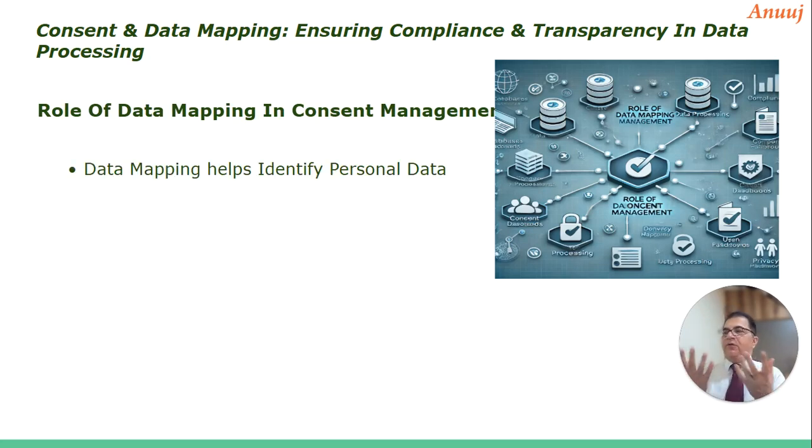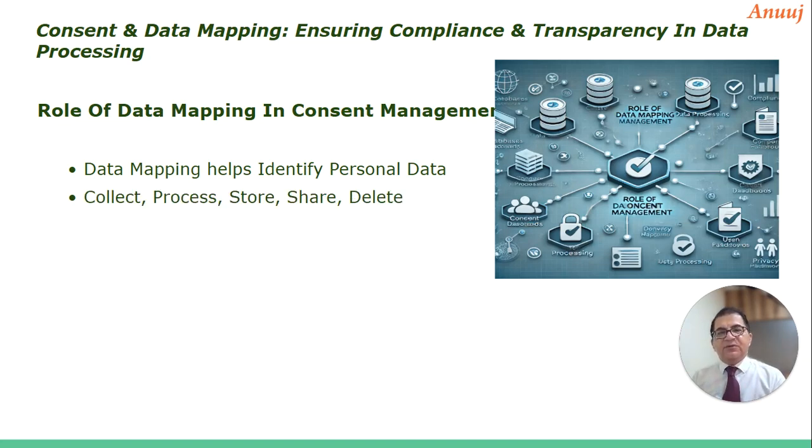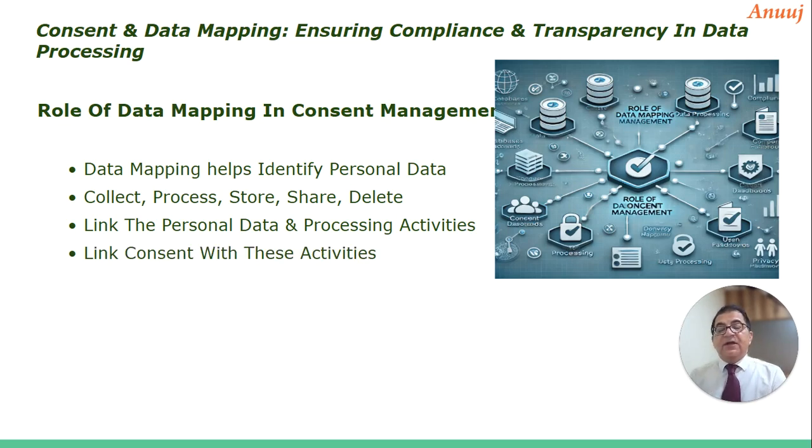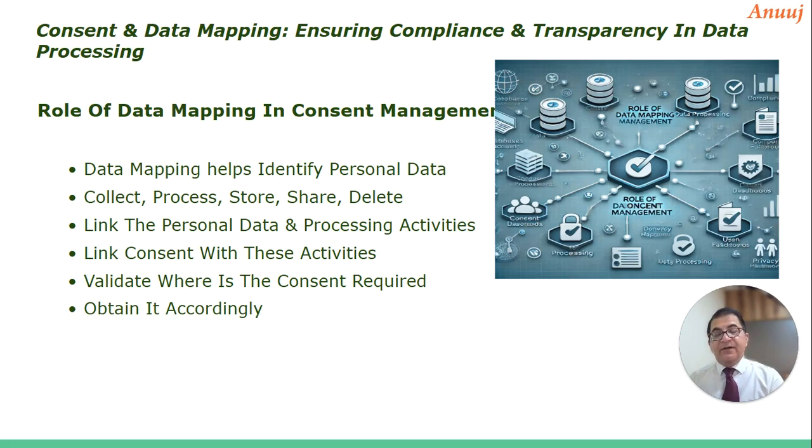So I'm mapping my data. I'm trying to identify what personal data I have. How am I processing it? Have I taken the consent of the person whose personal data I have? Right? So I'm collecting, processing, storing, sharing, deleting personal information, and I have to link it with the processing activities that I am doing, and therefore I also have to link it with the consents that I might have taken for these activities. Link consent with these activities. Validate where the consent is required and whether it is obtained or not. Not obtained, please obtain it now. Obtained, make an inventory. Respect consent management and make it a part of the data flow.